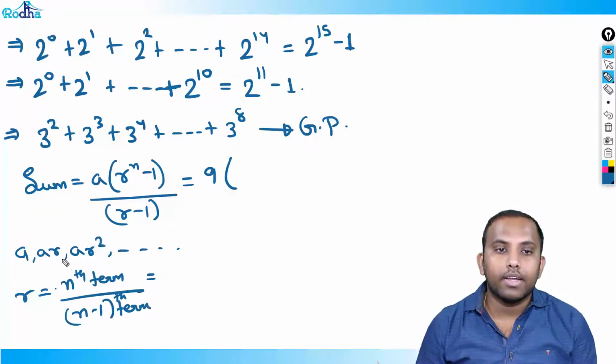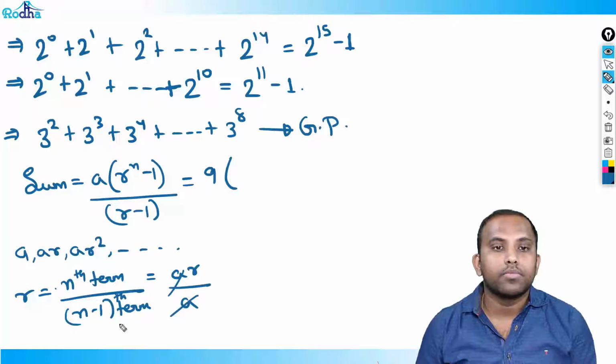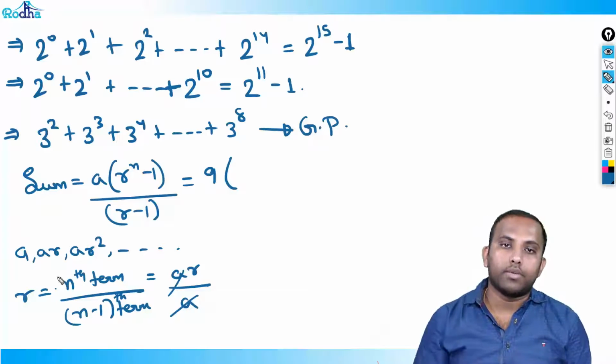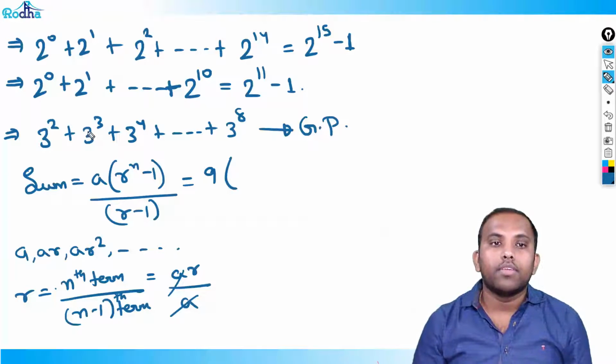Suppose n is 2. What is the second term here? The second term here is AR. What is the n minus 1 term? First term A. So you'll get R. Always, for any GP you'll get R by any nth term divided by the n minus 1 term, that is next term upon previous term. So what is R here?